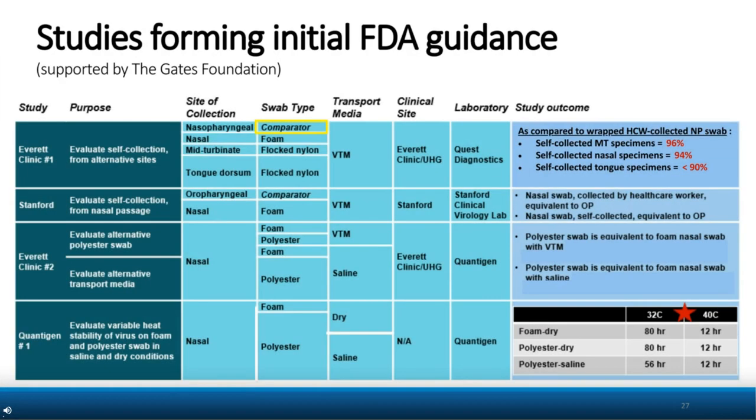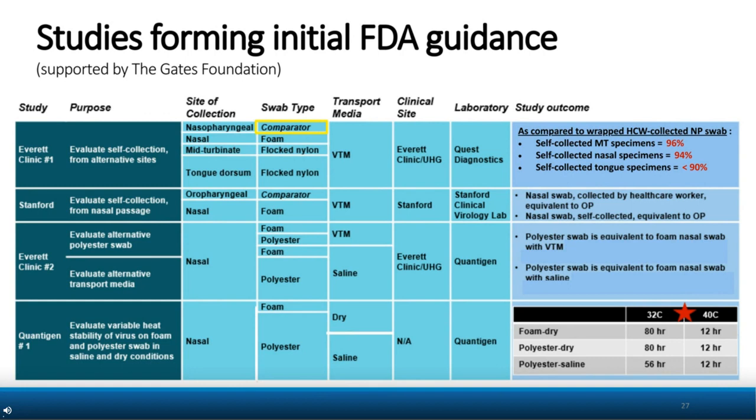So I'd like to go over a few studies on this slide and the next slide to give you an idea of what formed these initial FDA guidances. There were some papers published in the literature early on, and the FDA used some of these papers to help inform their guidance on specimen collection for COVID.